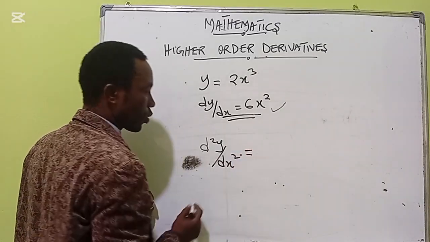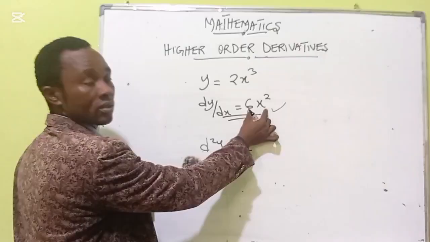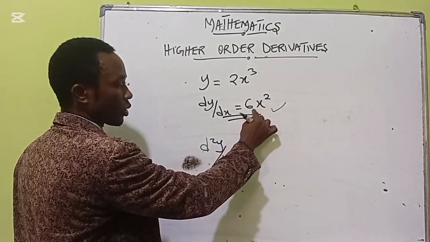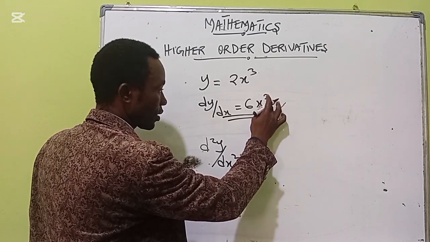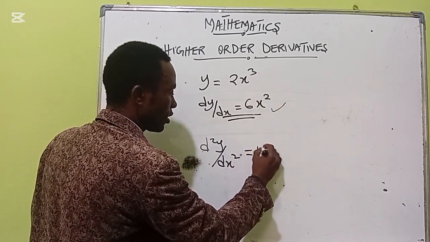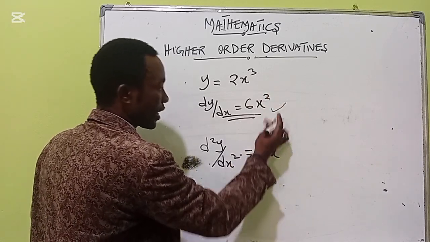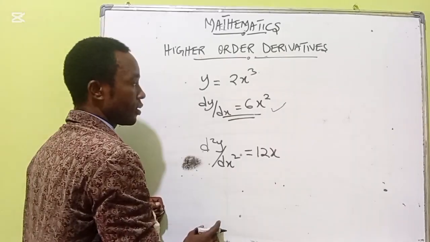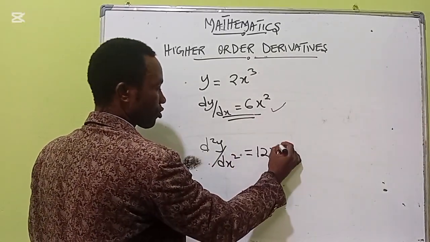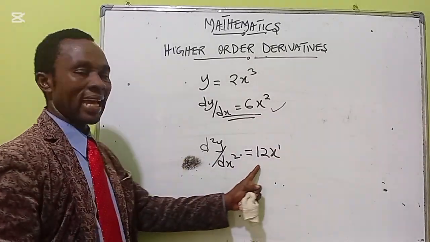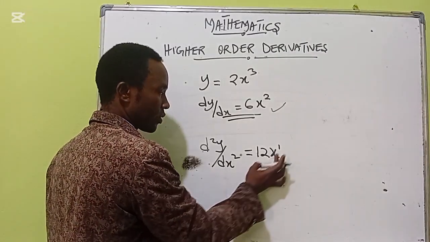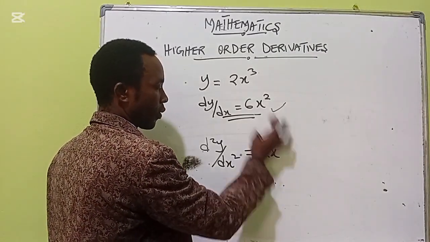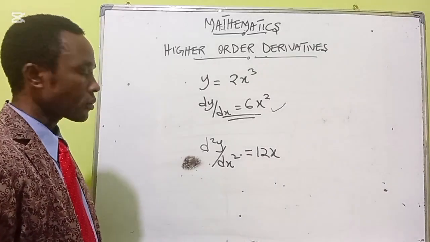That will now be equal to, you differentiate this. So you have to use this power to multiply this: 2 times 6, which is 12. Then for x, we take away 1 from the power. When we take away 1 from 2, we get 1. So this one is the answer for the second derivative. Remember, x raised to the power 1 is still the same thing as x.